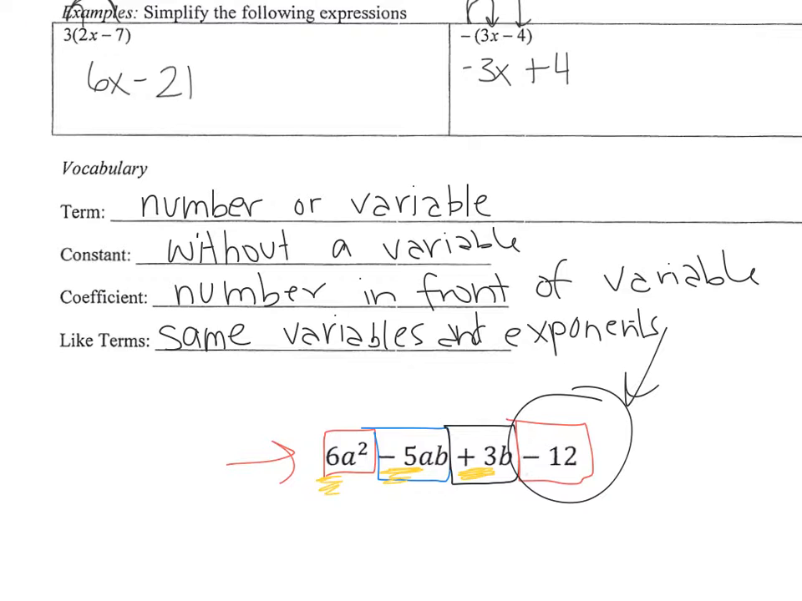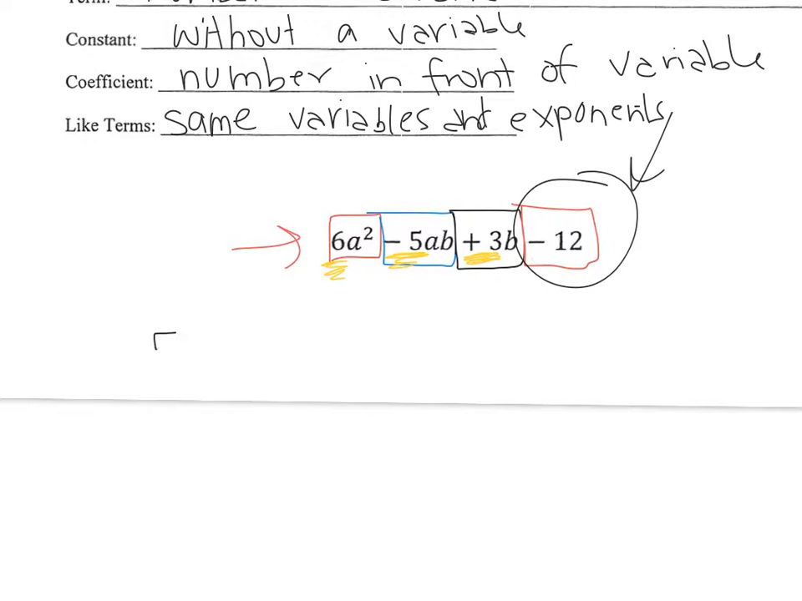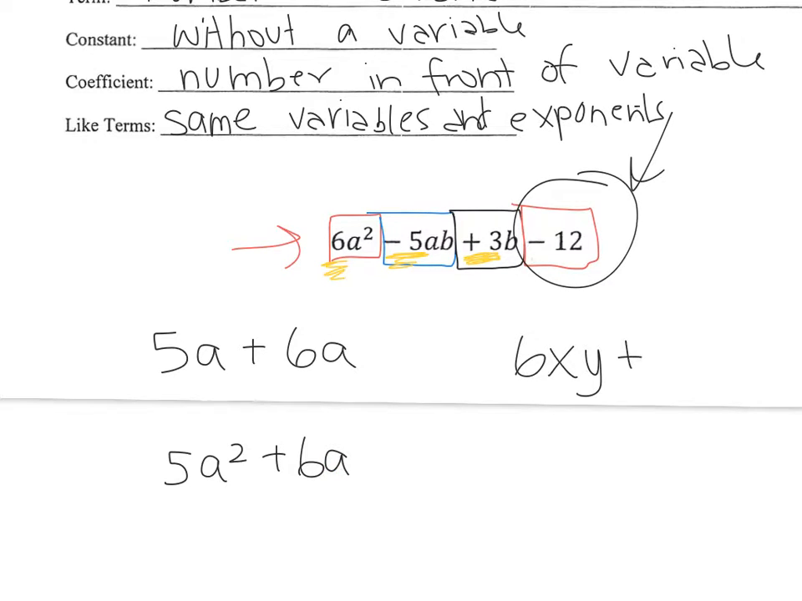So examples of like terms would be like 5a plus 6a. These are like terms because they have the same variables with the same exponent, which technically would be a 1. 5a squared plus 6a, these are not like terms because this a is squared and this a is not. If you had 6xy plus 7yx, these are like terms because this has an x and a y and this has a y and an x. These are like terms.